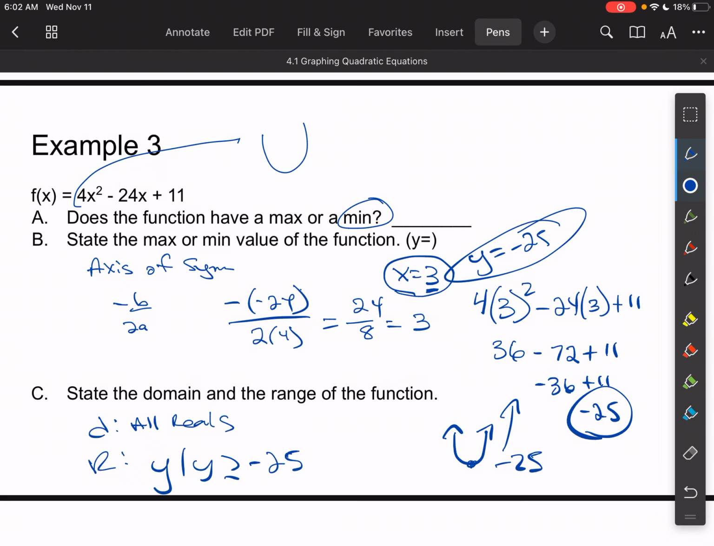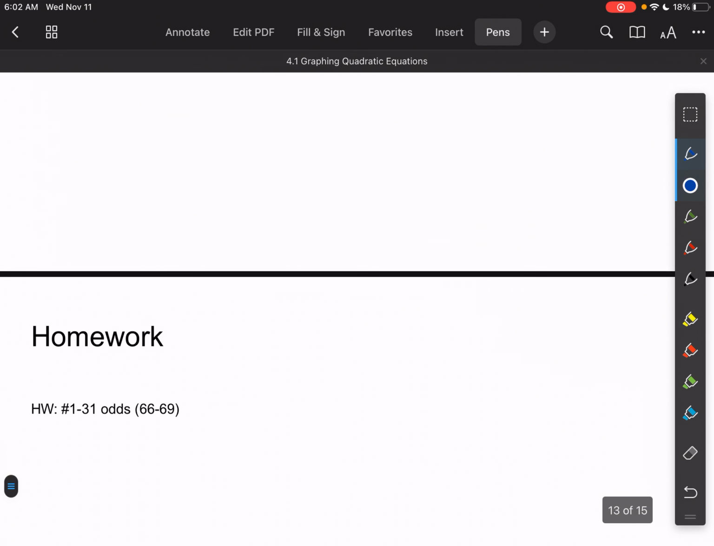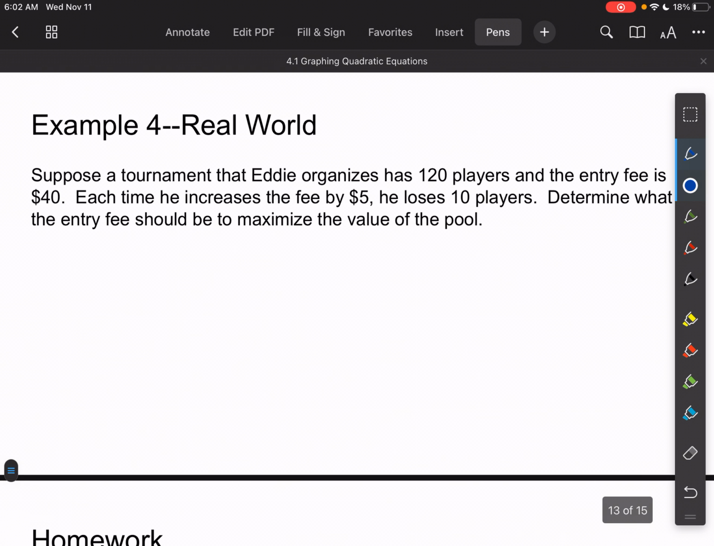All right, let's continue on with a real-world problem, and then I'll let you guys get to it. So real-world problem: suppose a tournament that Eddie organizes has 120 players. The entry fee is $40. Each time he increases the fee by $5, he loses 10 players. Determine what the entry fee should be to maximize the value of the pool.